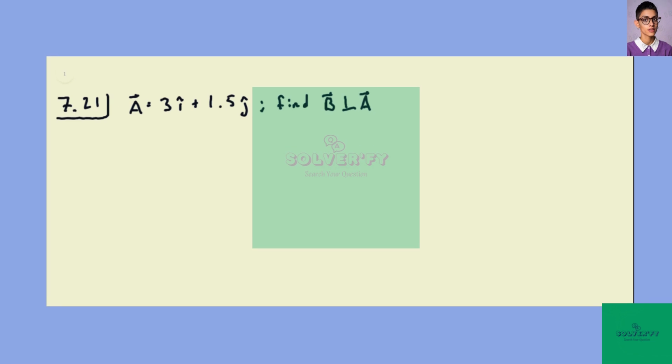Seven 7.21, so we're given a vector, a is 3 i hat plus 1.5 j hat, and we want to find a vector b that's perpendicular to a. So the sort of cheesy answer is if we let b be just the k hat unit vector, then since a is in the xy plane, any vector that only has a z component will automatically be perpendicular to it.